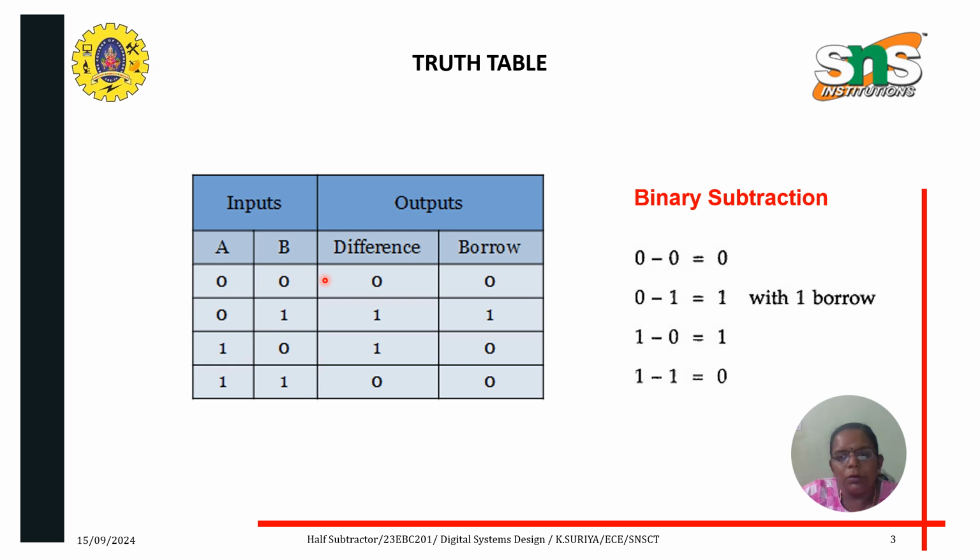So 0 minus 0, difference is 0 and borrow is 0. 0 minus 1, since you have a borrow of 1, the difference is 1. 1 minus 0, difference is 1 and borrow is 0. And 1 minus 1 is 0, so both difference and borrow are 0.